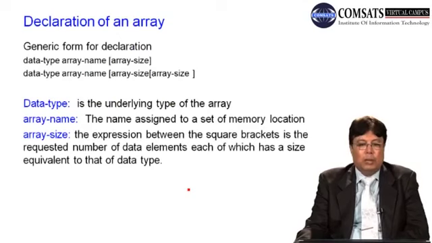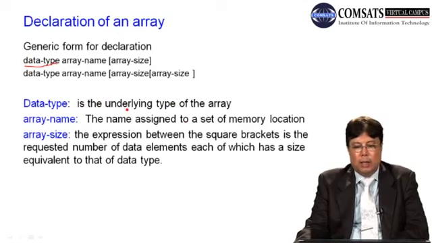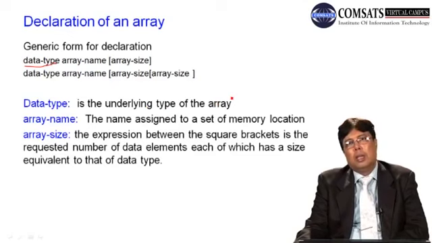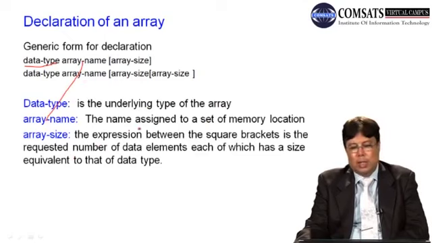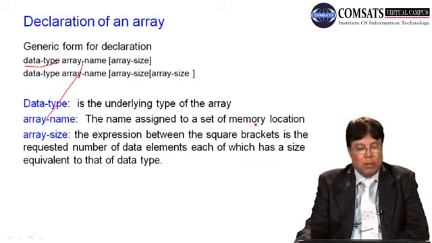The generic form of the declaration of an array: data type, जो भी है मैंने आपको बताया, int is the underlying type of the array. ज़ाहिर है कि जो उसकी वेरिएबल की टाइप है वही array की टाइप होगी. Then comes the name of the array, the name assigned to the set of the memory locations. कोई नया concept नहीं है. Array size, this is the array size.